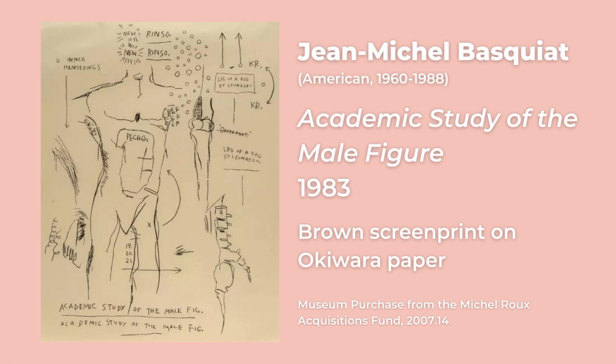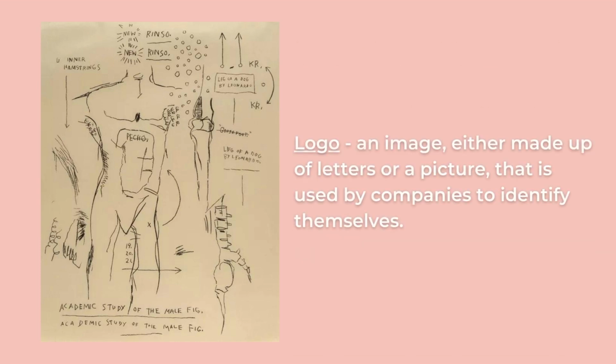As a teenager, Basquiat sprayed graffiti on buildings with his friend Al Diaz. They created the logo Samo based off of a cartoon character they had come up with. A logo is an image either made up of letters or a picture that is used by companies to identify themselves. An example is Target's red Target logo or McDonald's yellow M. Although Basquiat started using Samo as a graffiti tag or signature, he brought the logo into his art once he began creating drawings and paintings for galleries.